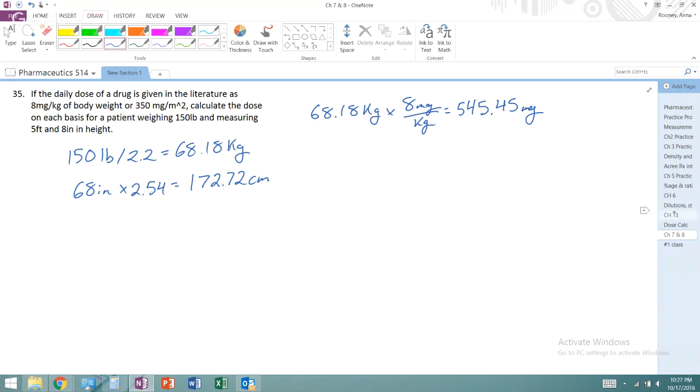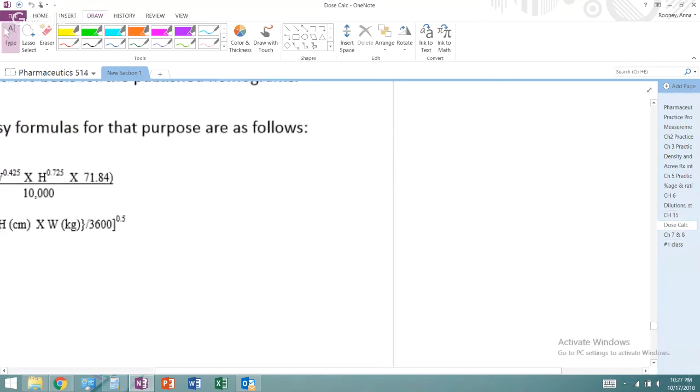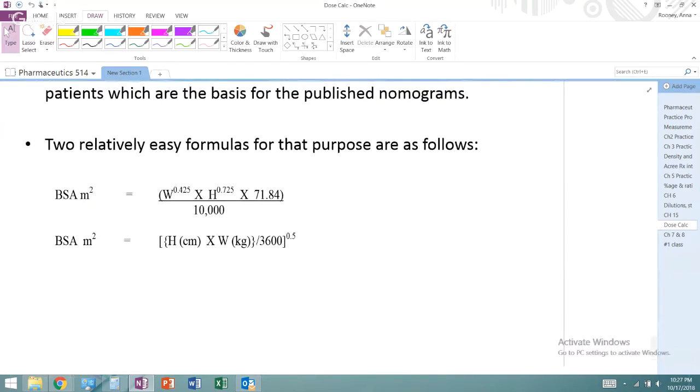So how do we find the BSA based off this? The BSA is off of these two formulas. So I don't like this one. I will not be using this one for most of the problems. This one is the one I've always used, which is just the height times weight over 3,600 and then the square root. So it's much easier to remember than this one. But I will have to show this one for one problem, and I'll explain why.